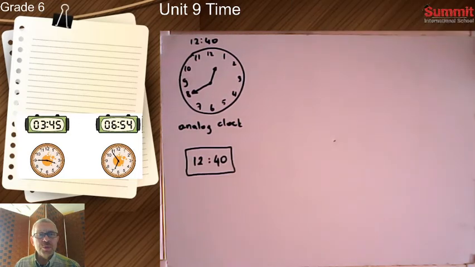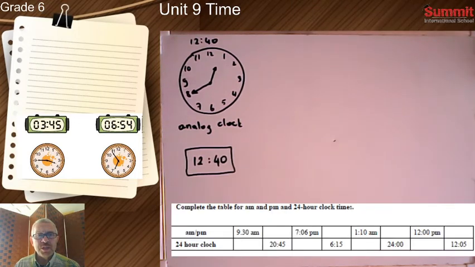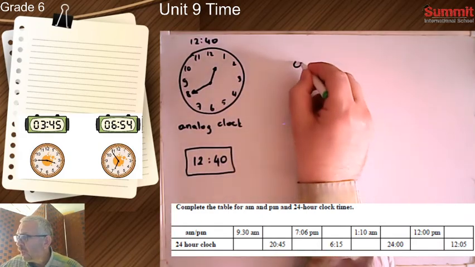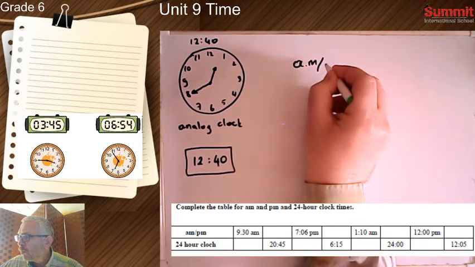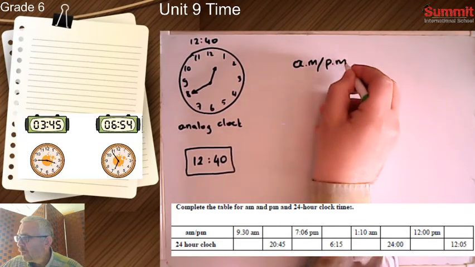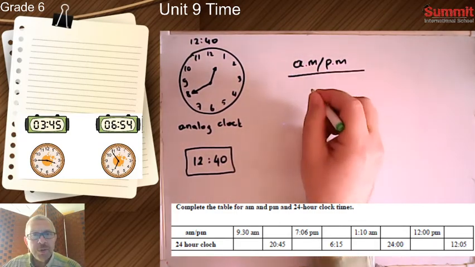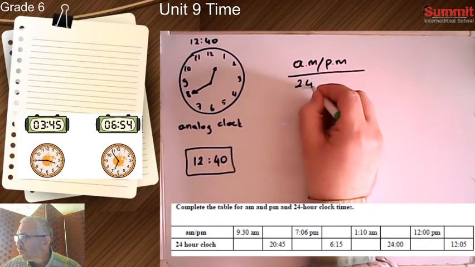Now let's go to the next exercise. The next exercise is this one. We have a table here. Complete the table for AM and PM and 24-hour clock time. What are we going to do? Here we have a table, here we have AM or PM time. Down here we have the 24-hour clock.